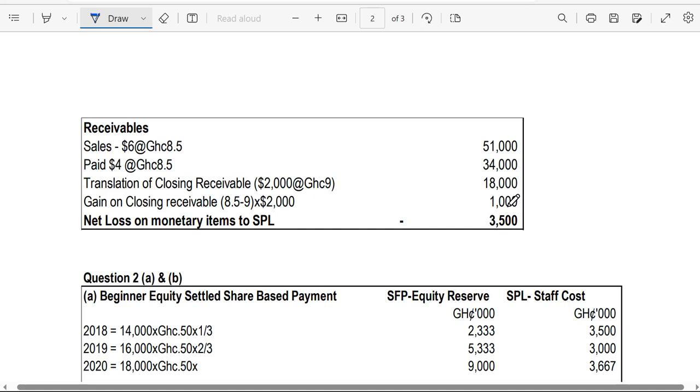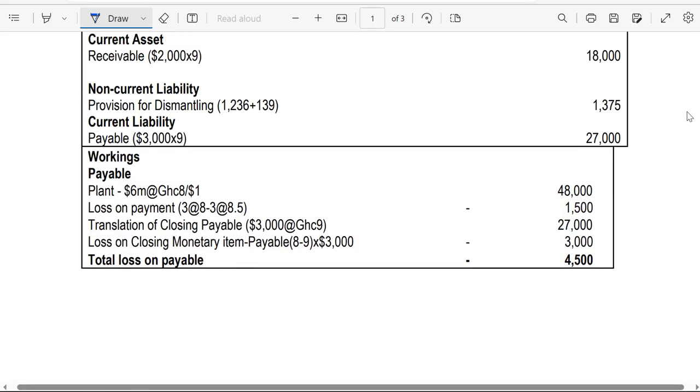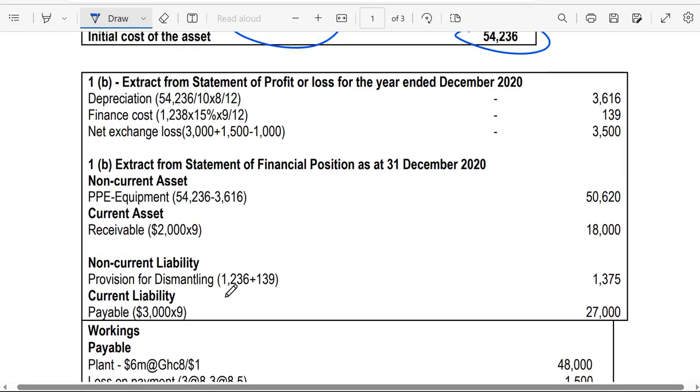And so if you take out the gain of 1,000 from the loss of 4,500, then you are left with the net loss. So that's how we got our net loss in the extract of the profit or loss. Net loss here.